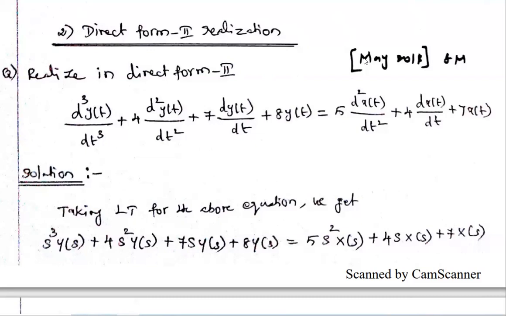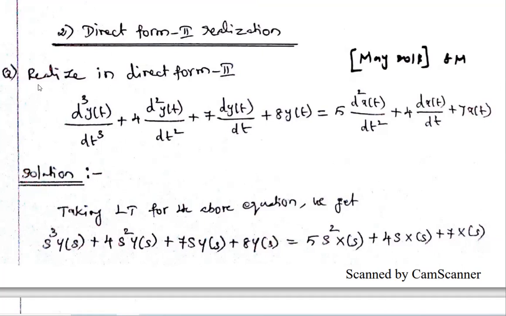There are 4 different ways of realization: direct form 1, direct form 2, cascade form and parallel form. In the block diagram representation, we are going to use 3 blocks. One is the adder block, another is the scalar or gain block, and the third one is the integrator block. Using these 3 blocks, we are going to realize this system in direct form 2.